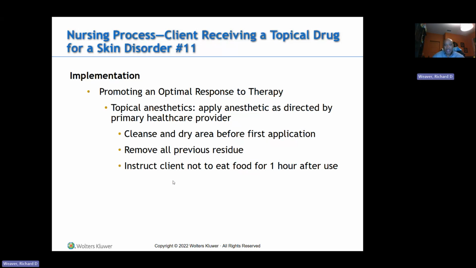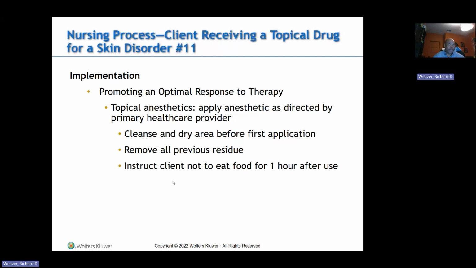All right. Now, when a topical gel such as viscous lidocaine is used for oral anesthesia, in other words, we may give viscous lidocaine because patients have conditions where they have pain in the mouth. And so we want to make sure they do not eat something until at least an hour after use, because the food can interfere with the oral application of the drug.